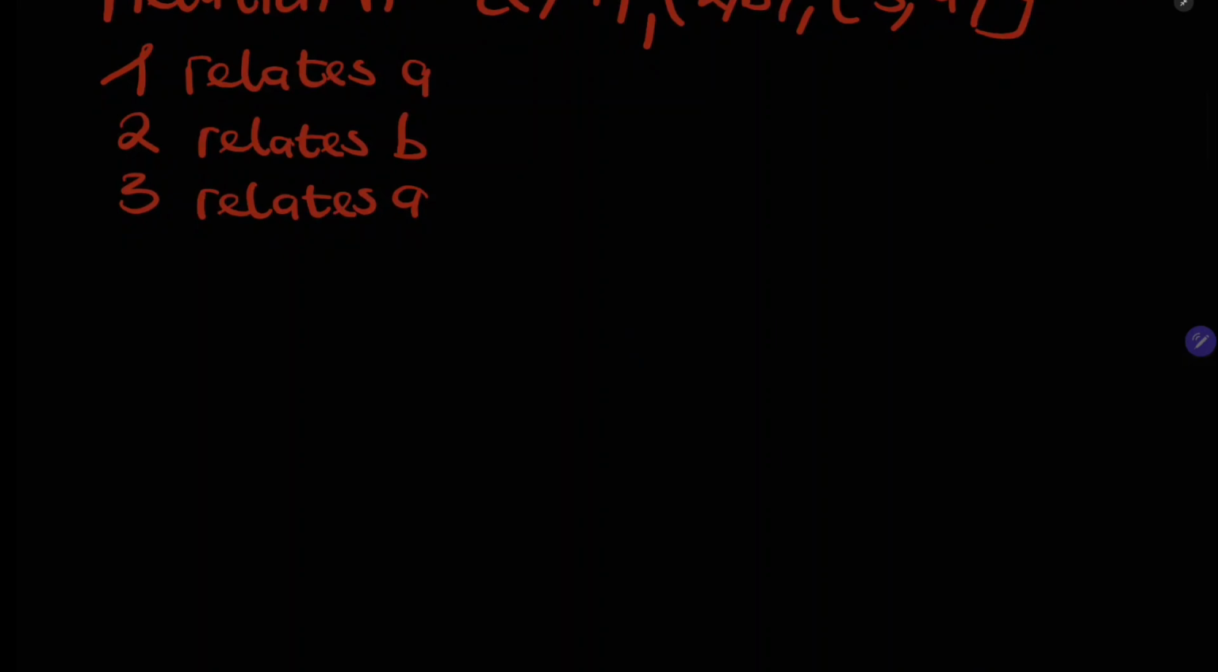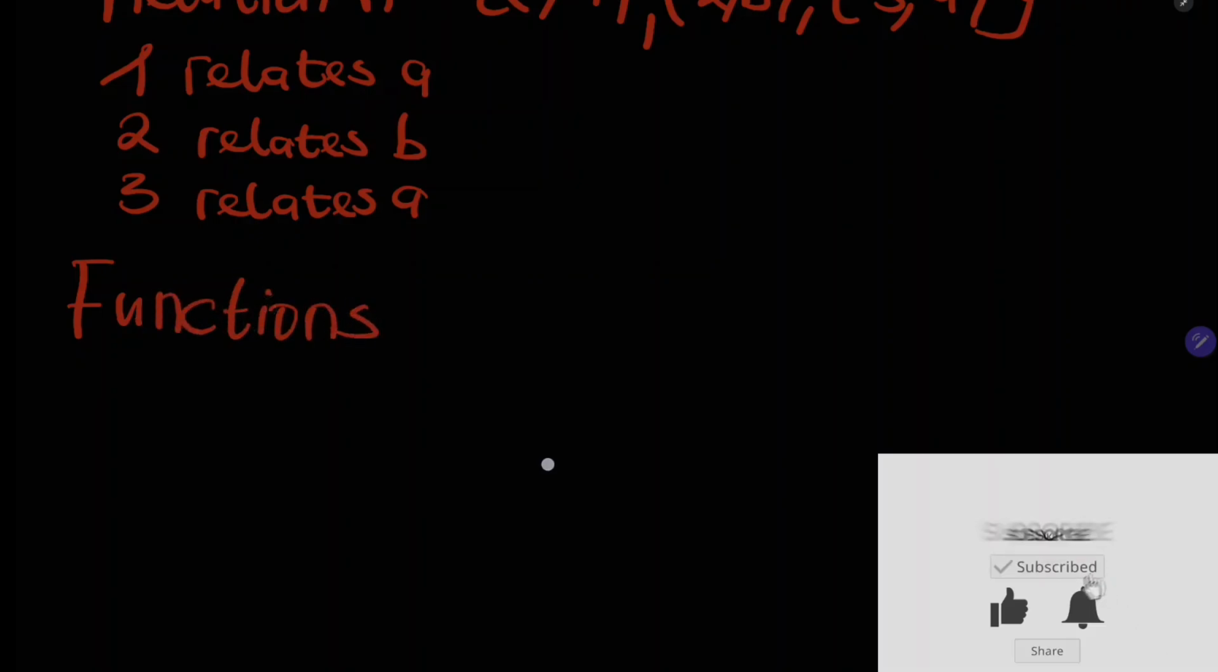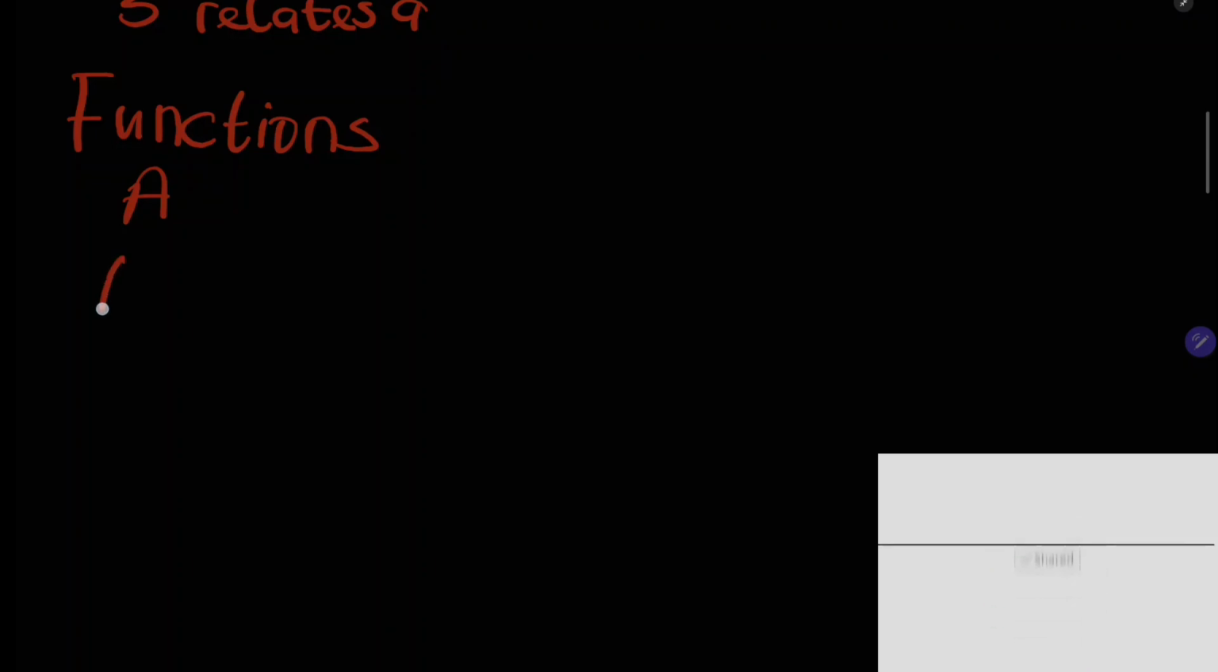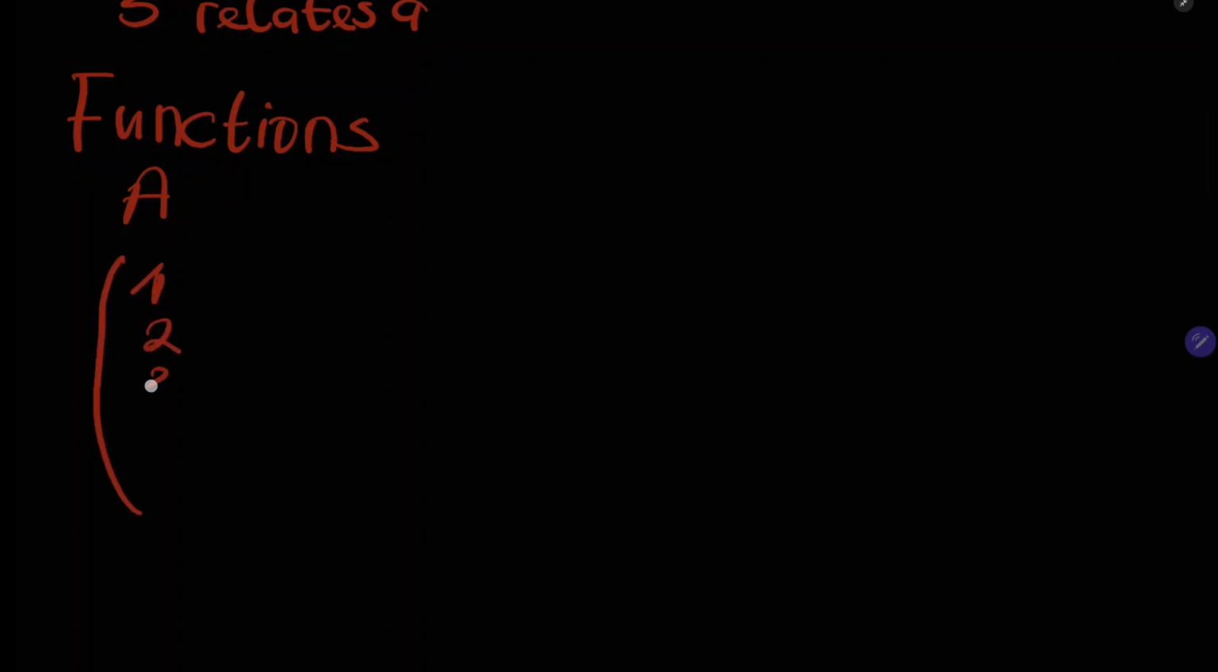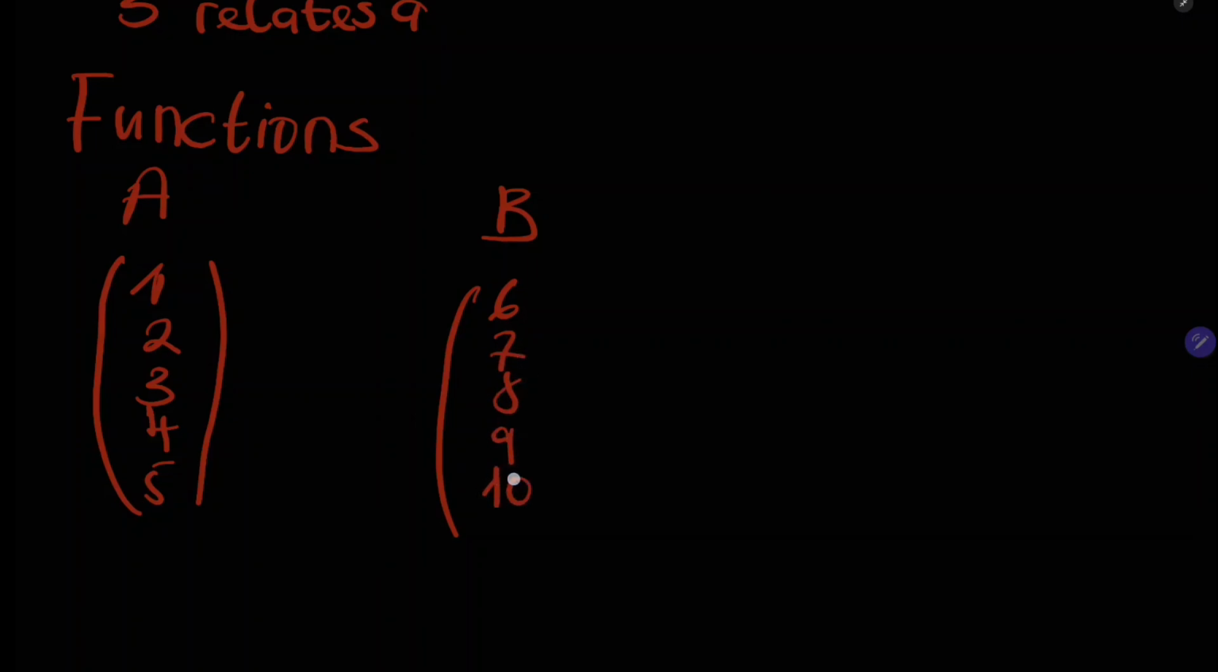A function is a relation where each input has exactly one output. Okay, now let's just take another brief example. Let's say we have a set A which contains 1, 2, 3, 4, and 5, and we have another set B which contains 6, 7, 8, 9, 10, and 11. Okay, so here is a function f. Let's just do a quick mapping.